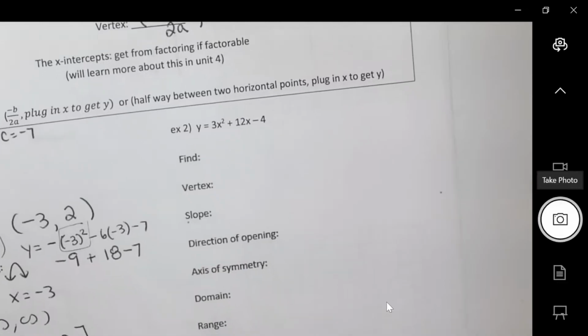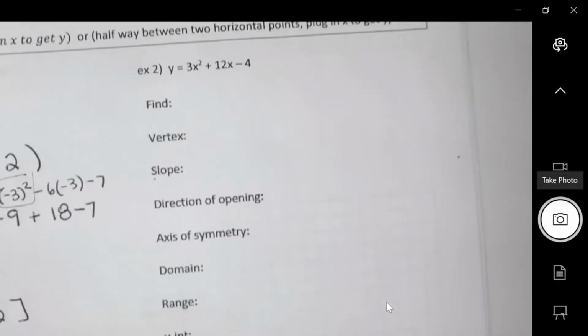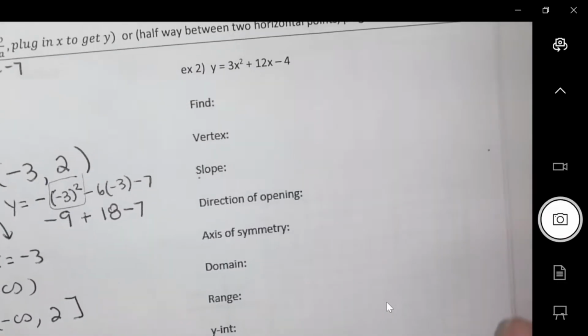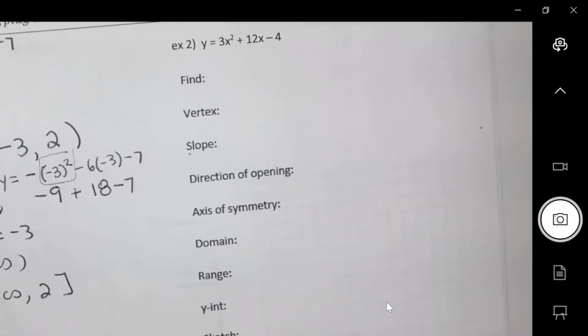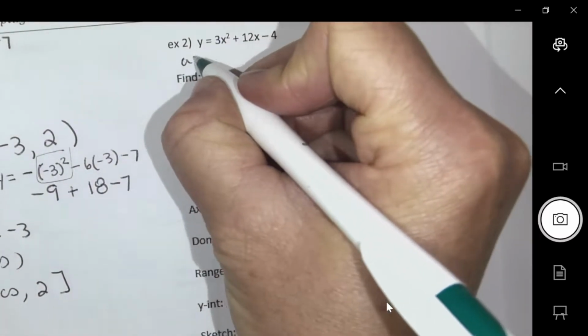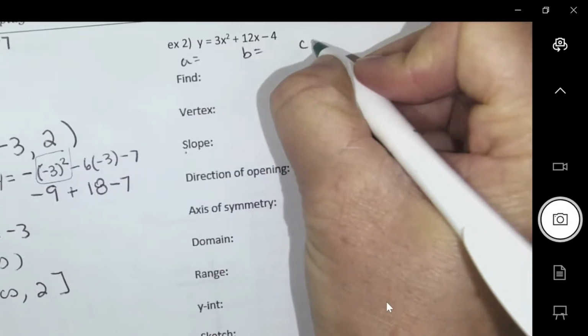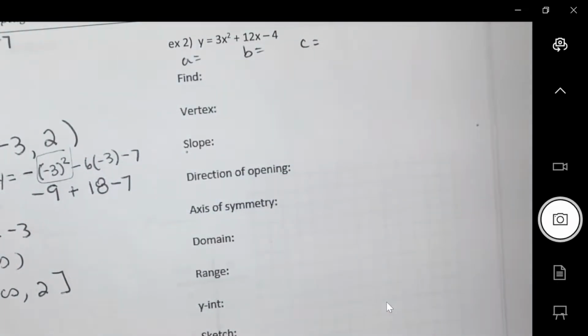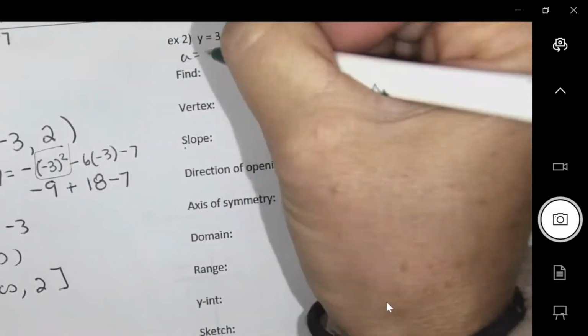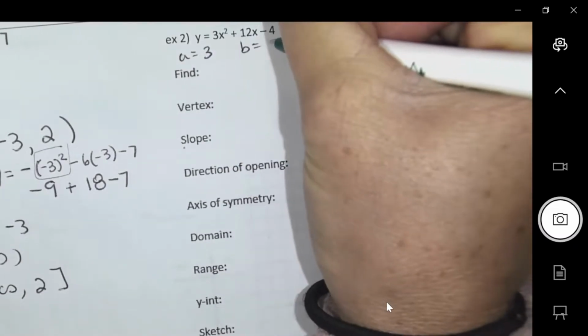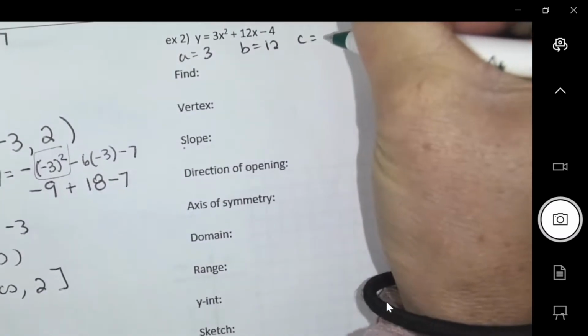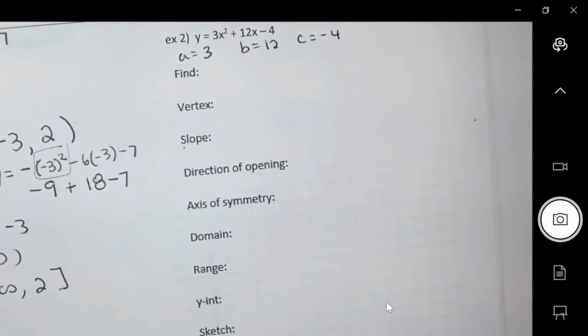Okay, so this is general form. Why don't we start by saying what is A, what is B, and what is C? So A is the number 3, then B is 12, and C is -4.